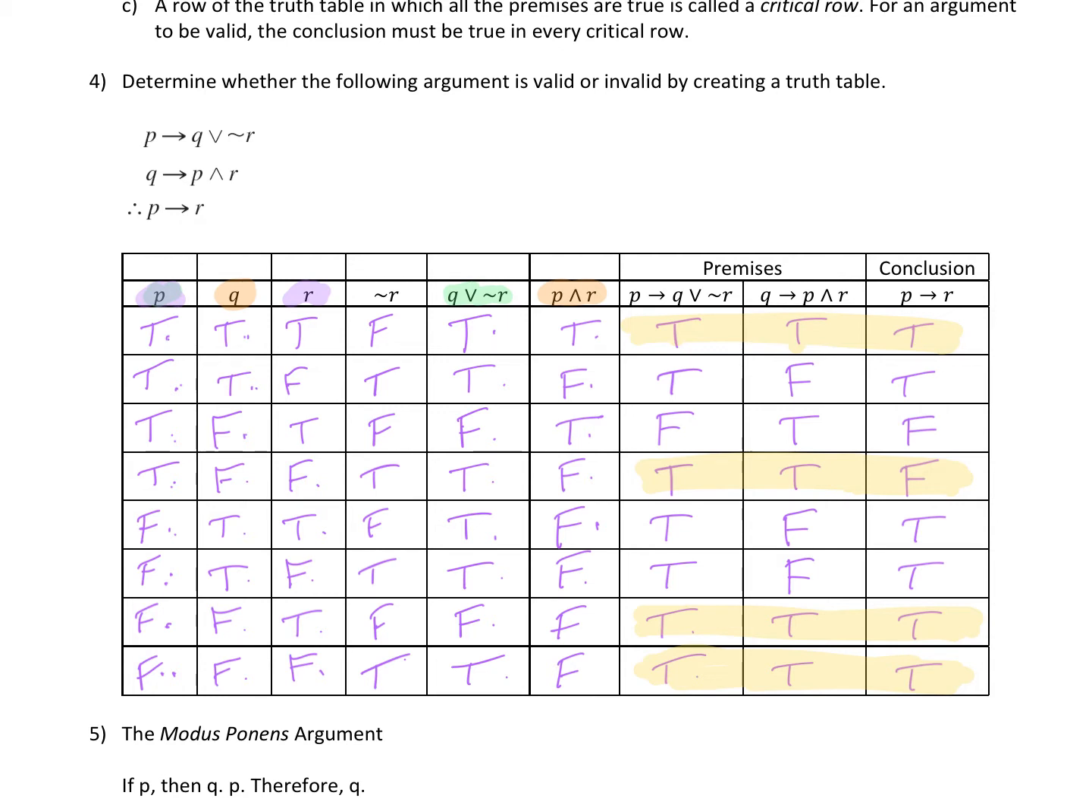Okay, for the argument to be valid, it has to be the case that if the premises are true, then the conclusion is true, but I've got this rogue column right here that makes the argument invalid. There is a case where both premises can be true, but the conclusion is false. Invalid argument.